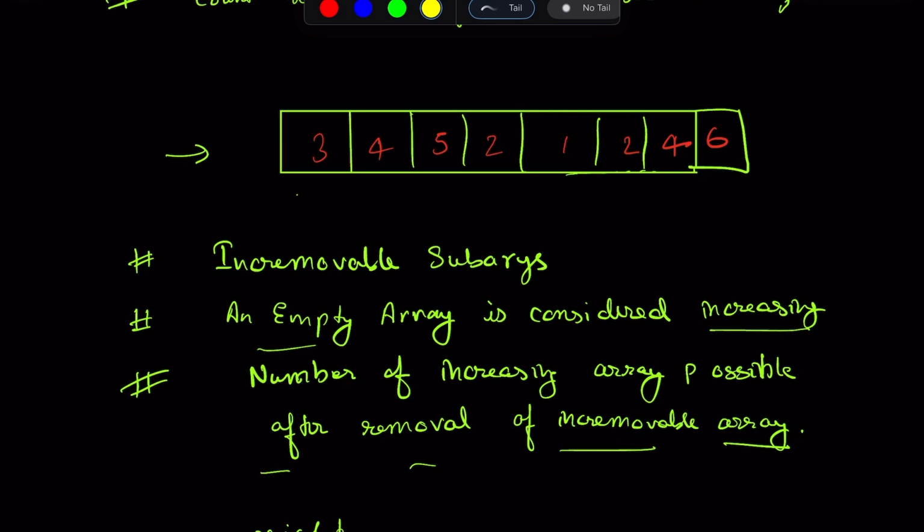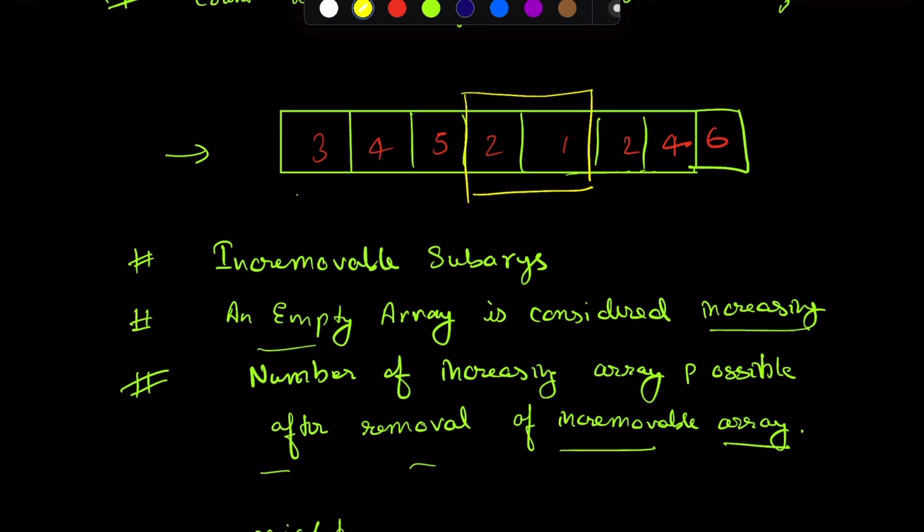Now if we remove from the middle, let's actually remove it and see what happens. If we remove this from the middle, then we have to check what all possible increasing subsequences can be formed. So how will we check?